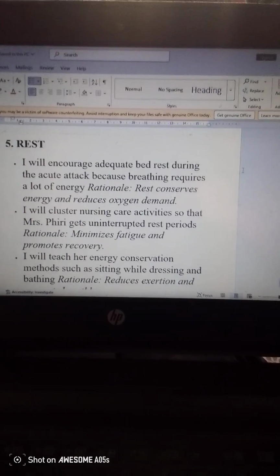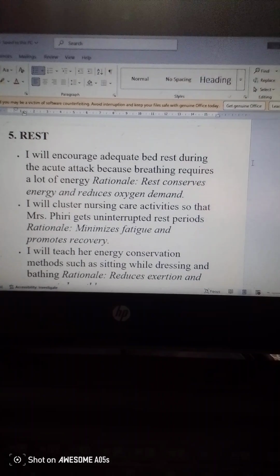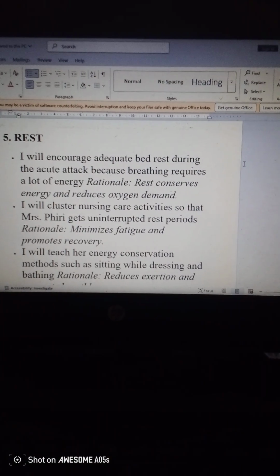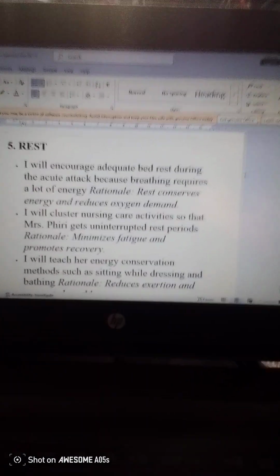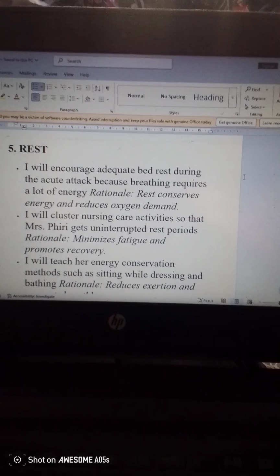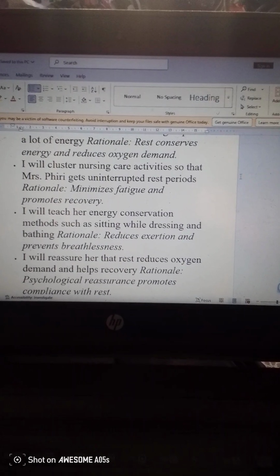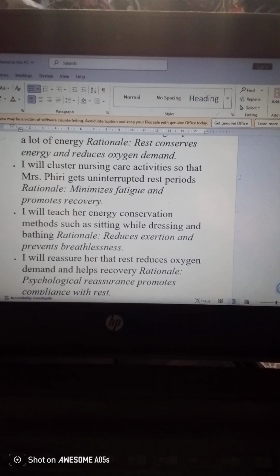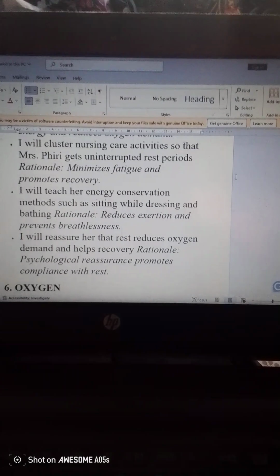So under rest, I will encourage adequate bed rest during the acute attack because breathing requires a lot of energy. So the main rationale here is that rest conserves energy and reduces oxygen demand. Then the next thing is I will cluster nursing care activities so that Mrs. Perry gets uninterrupted rest periods. So the main rationale is that it minimizes fatigue and also promotes recovery.